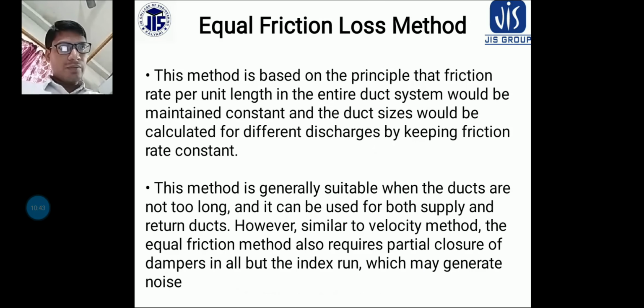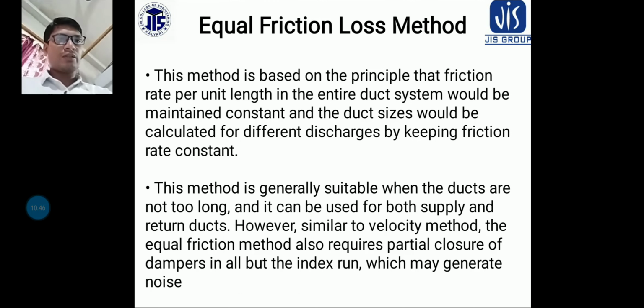And if I'm talking about the equal friction loss method, the method is based on the principle that the friction rate per unit length in the entire duct system would be maintained constant, and the duct size would be calculated for different discharges by keeping the friction rate constant. This method is generally suitable when the ducts are not too long, and it can be used for both supply and return duct.